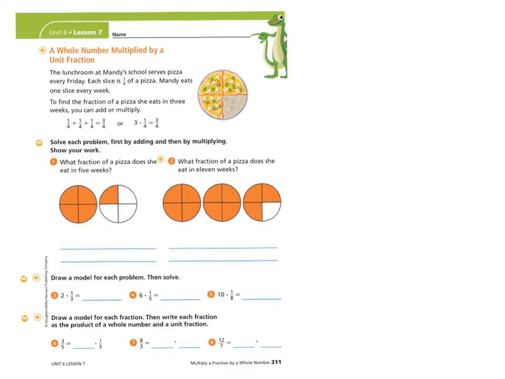Page number 311, we are going to multiply a whole number by a unit fraction. That sounds kind of confusing, but it's actually really simple. So hopefully this will be an easy assignment for you guys. And then we have one more assignment after this and you guys are done. So bear with me and just try and get through it with me. We'll do a lot of it together. So if you have any questions, you can meet me online at 1 o'clock and I can try to answer them for you.